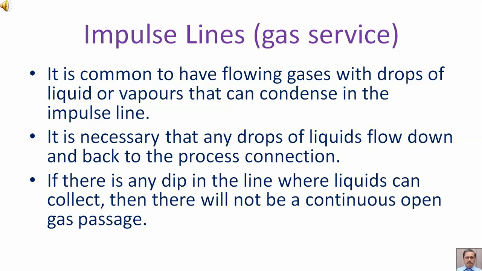It is common to have flowing gases with drops of liquid or vapors that can condense in the impulse line. It is necessary that any drops of liquids flow down and back to the process connection. If there is any dip in the line where liquids can collect, then there will not be a continuous open gas passage.